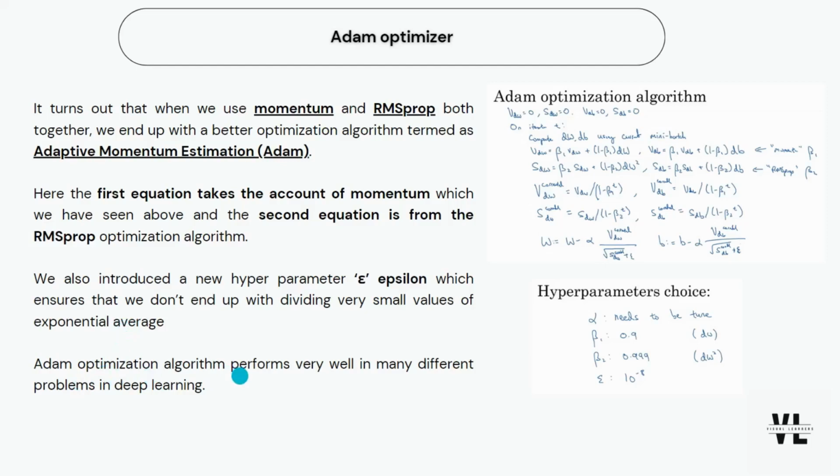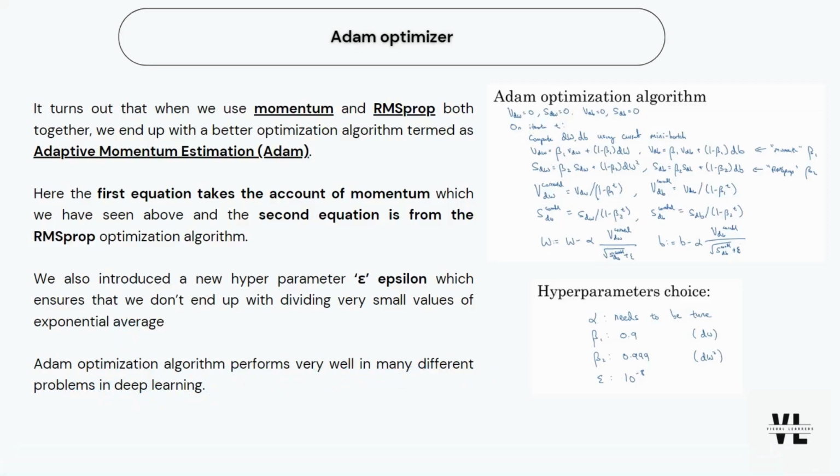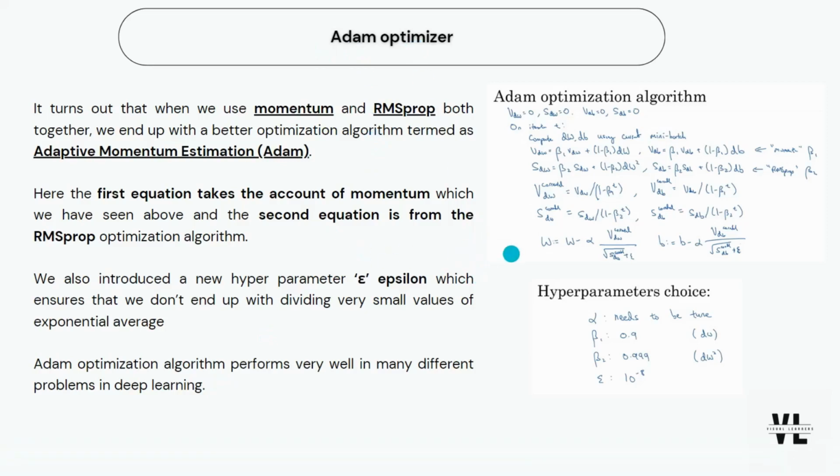Adam optimization algorithm performs very well in many different problems in deep learning. So in many cases, you'll see people use the Adam optimizer more because it doesn't suffer from the local minimum, which was the case for the gradient descent algorithm. And it also doesn't suffer from the bias correction because we're using bias correction here. And it's going to benefit from both the momentum and RMSProp.